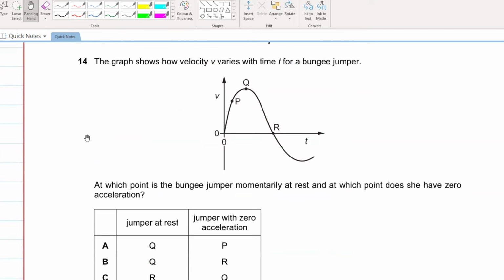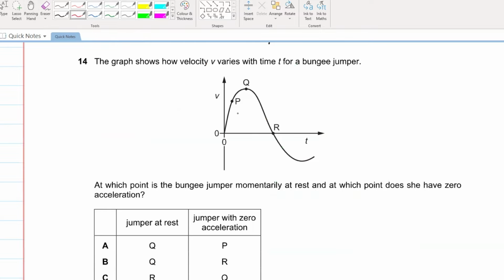Let's see this. The graph shows the velocity varies with time for a bungee jumper. Okay, this is a velocity time graph for a bungee jumper. Perfect. At which point is the bungee jumper momentarily at rest, and at which point does she have zero acceleration?